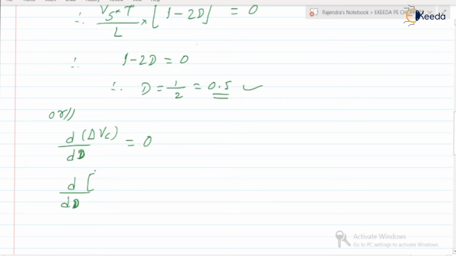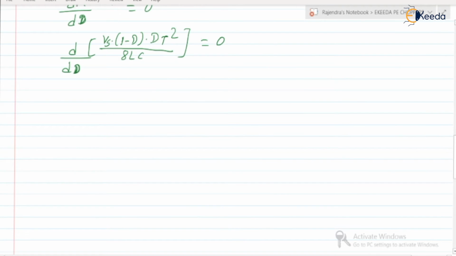What is the delta Vc? Vs into (1 minus D) into DT square divided by 8LC is equal to 0.